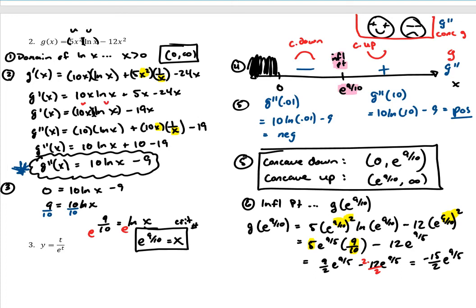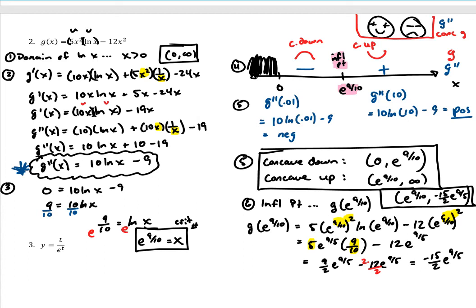So chances are I would think that they don't want that, but our inflection point, we use this to plug it in. I'm going to write our answer right here so I don't go too much into that other one. We have the e to the 9/10 as the x-coordinate, comma, and then we just found the y-coordinate, negative 15/2 e to the 9/5.